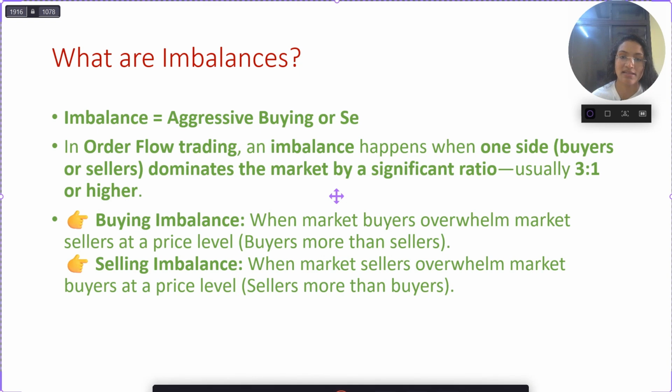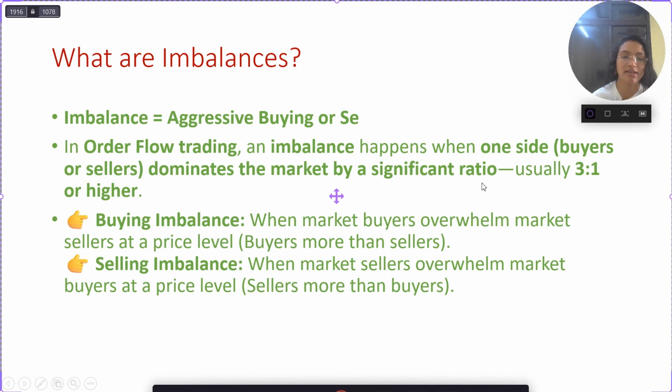Likewise, buyers and sellers are there. Who is having the imbalance, buyers or sellers? Now think about it very clearly. When you know that buyers have the imbalance, on which side are you going to place your trade? Obviously the buying side. So with the help of imbalance, you will learn to read whether buyers are dominating or sellers are dominating. In order flow trading, an imbalance happens when one side, for example buyers or sellers, dominates the market by a significant ratio.